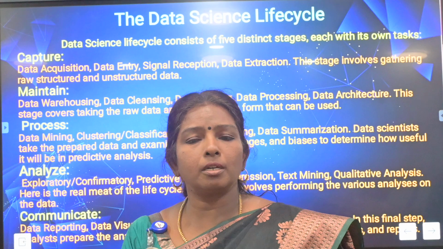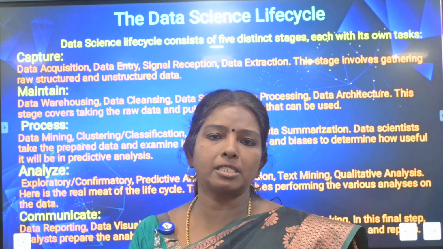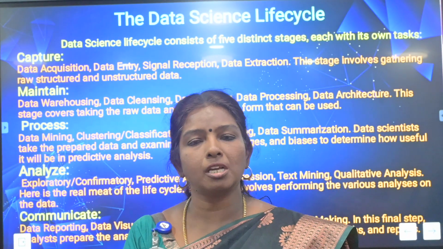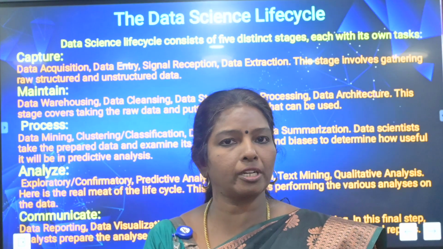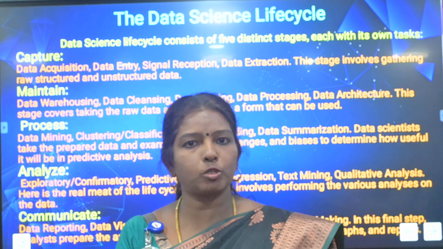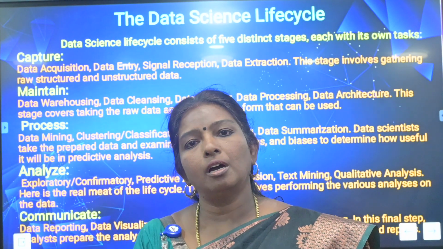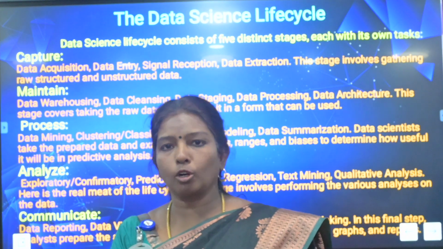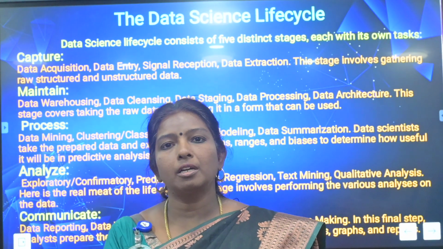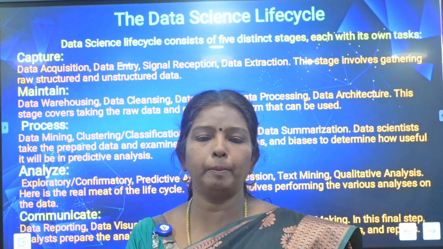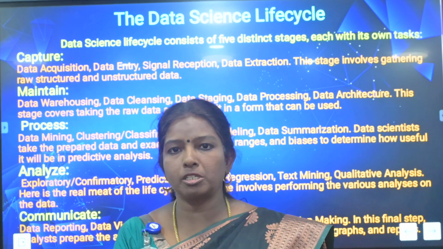So, what is the life cycle of data science? The data science life cycle consists of 5 important stages, each with its own task. The first stage of the data science life cycle is capture. This stage involves gathering data, whether structured or unstructured raw data, by means of various data capturing techniques like data acquisition, data entry, data extraction and other signal reception techniques.